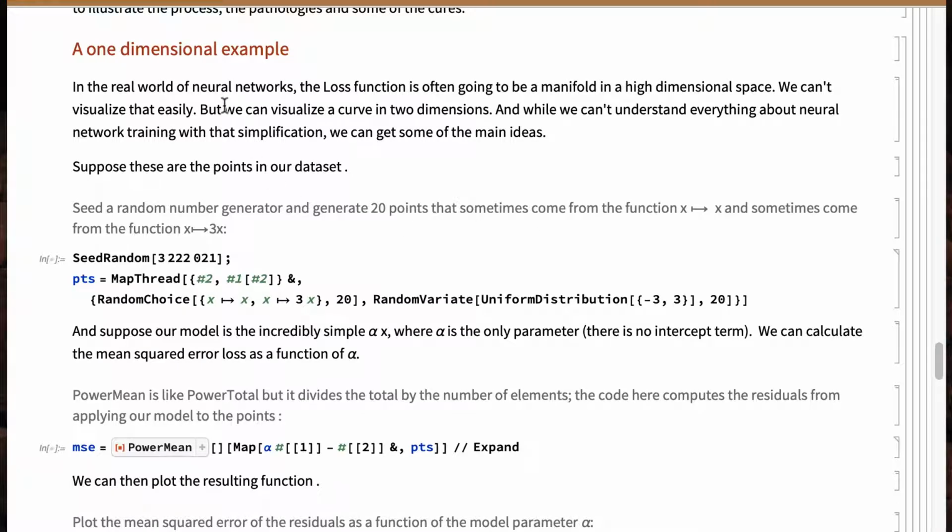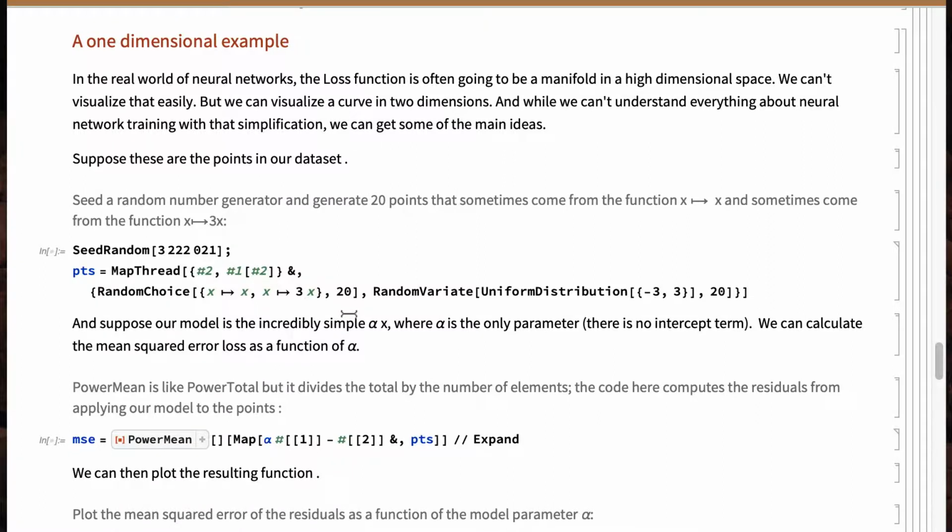In the real world, that loss function is going to be a manifold in a very high dimensional space. You know, if it's got a billion parameters, it's going to be in a billion plus one space. So even Wolfram really can't visualize billion-dimensional spaces. But we can work with curves in 2 dimensions. And while that won't give us everything we need to understand neural network training, it does give us, I think, a lot of the big picture.